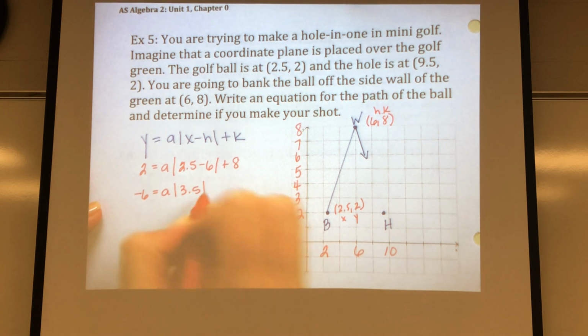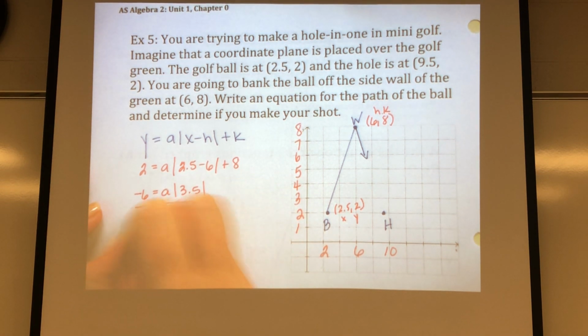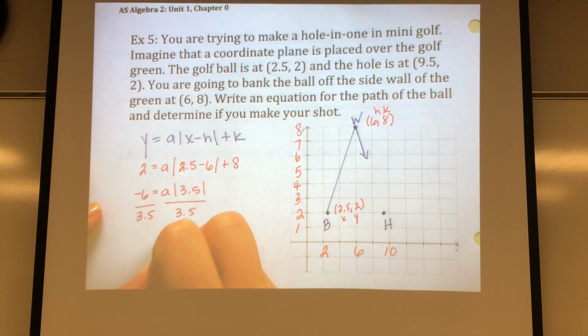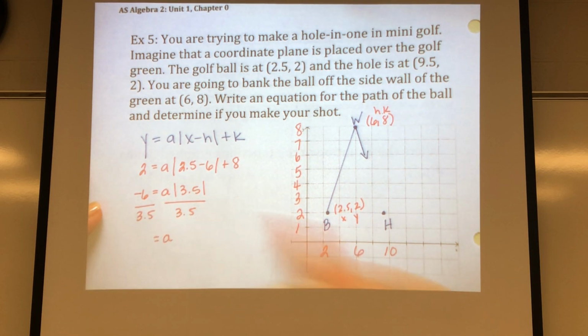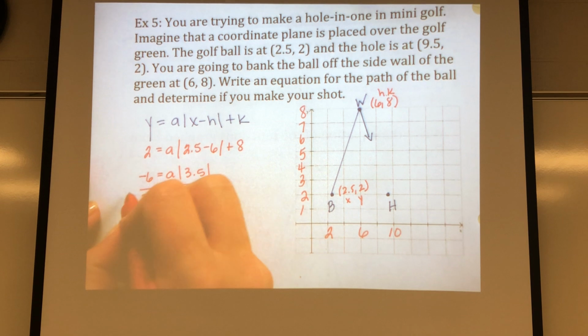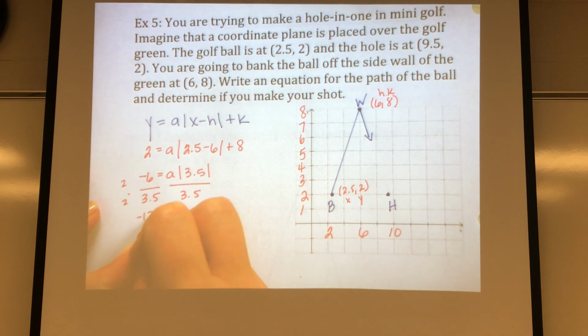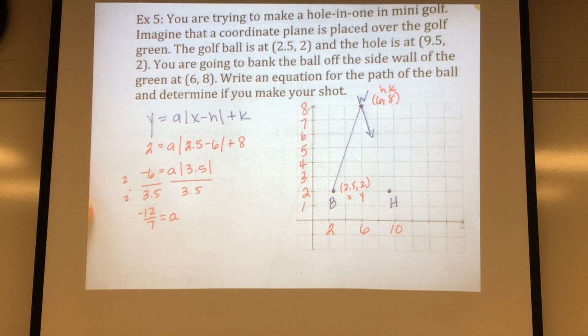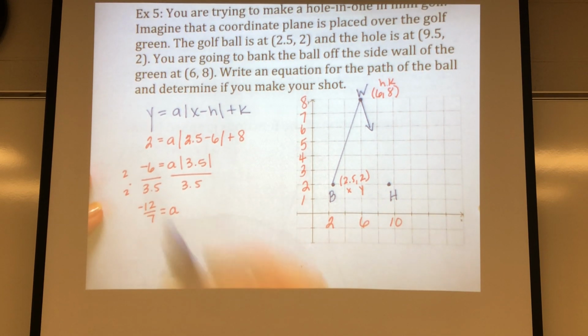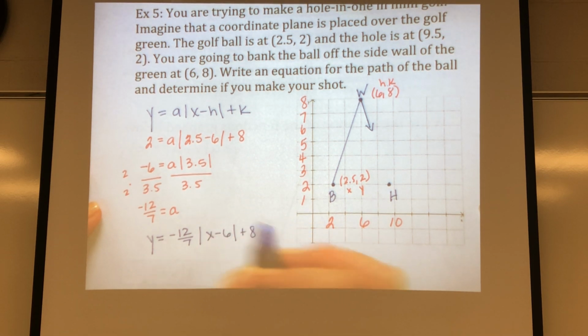When we solve this, we're going to have to divide both sides by 3.5, which gives us not a very nice number. We don't want to have a decimal in a fraction. So in order to do that, we're going to multiply the top and the bottom by 2 to get rid of that decimal. So we end up with -12 over 7. That's the a value you were going to use. You may not have done that, so fix that on your paper. We don't want to have any decimals and fractions ever. So our equation is y equals -12 over 7, absolute value, x minus 6, plus 8.